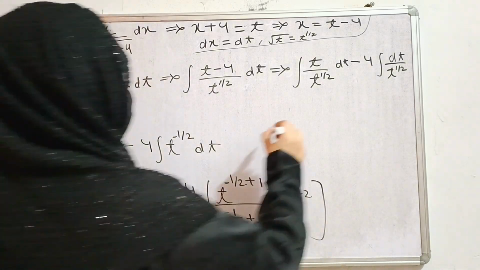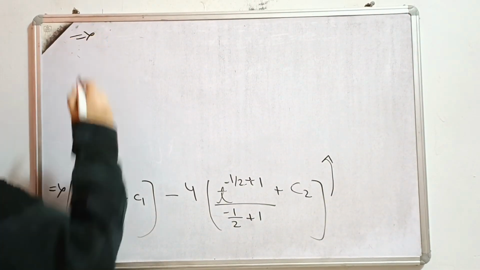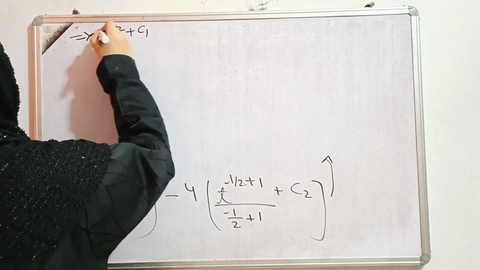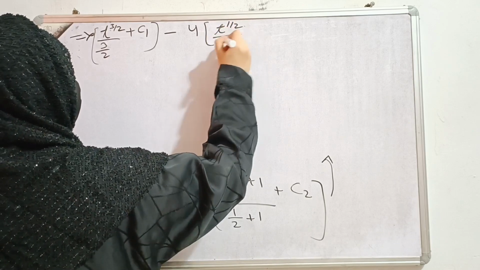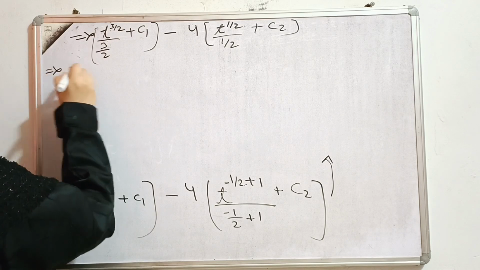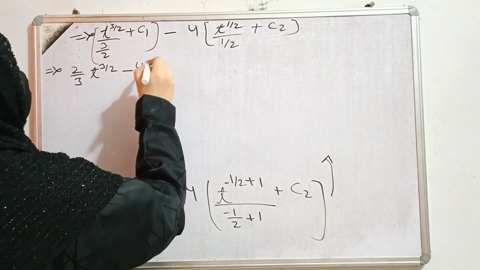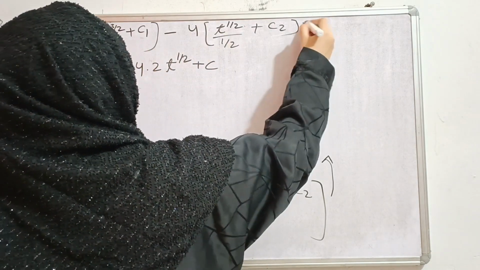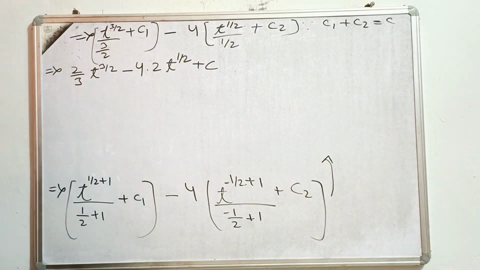Now we can solve this: t power 3 upon 2 upon 3 upon 2 plus c1, minus 4 times t power 1 upon 2 upon 1 upon 2 plus c2. Now exchanging numerator and denominator, we get 2 upon 3 t power 3 upon 2 minus 4 times 2 t power 1 upon 2 plus c. Here c1 plus c2 equal to c, where c is a constant.